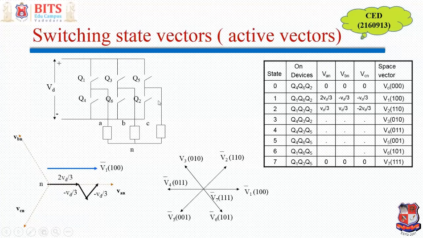That means when all 3 are on or all 3 are off. So these are the vectors where you have zero voltage. So V7 or V0 is called the null vector or zero vector, where the resultant voltage is 0. Otherwise, you have V1, V2, V3, V4, V5, V6 in the directions shown, right?